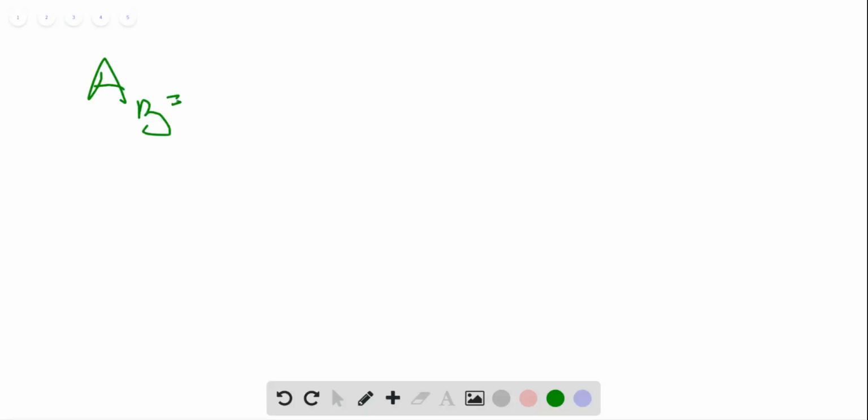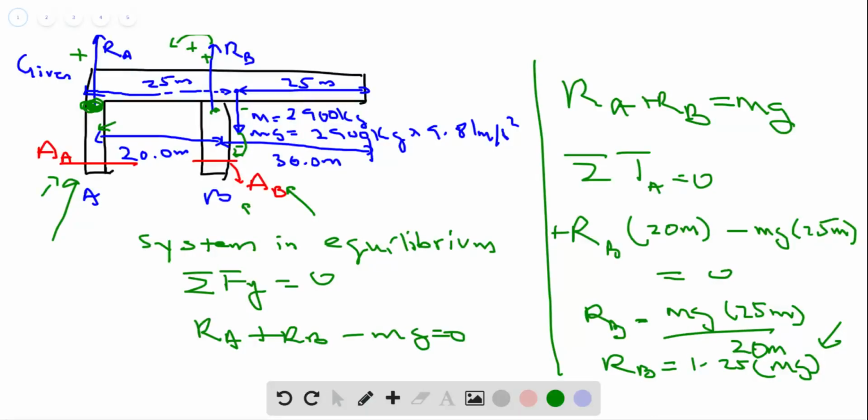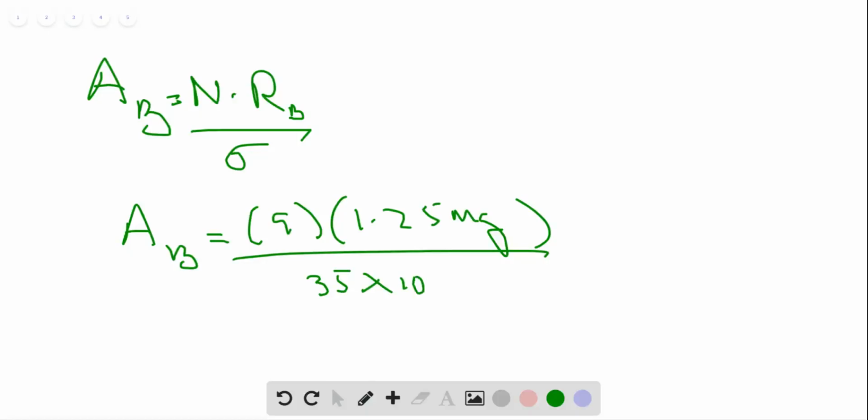So now we know what the area at B is. It's the safety factor, reaction at B, over the ultimate stress at B. So not the stress at B, but the ultimate stress. So then the cross-sectional area at B is the safety factor times the reaction at B, which, if you go back, was 1.25 of the weight, over the ultimate stress in the second portion, which is 35 times 10 to the 6 Newton per meter squared.